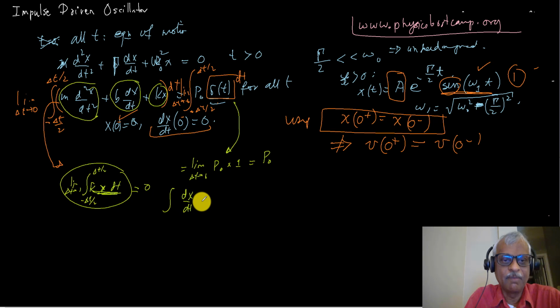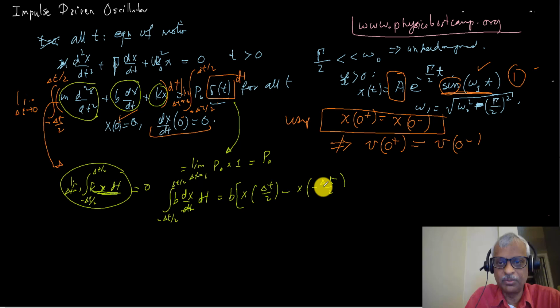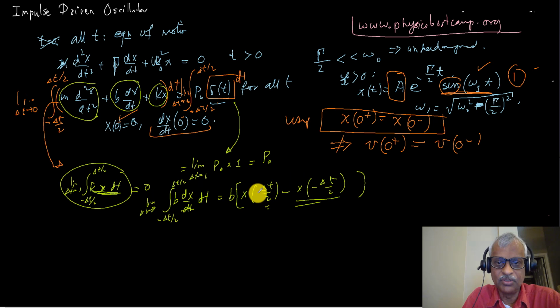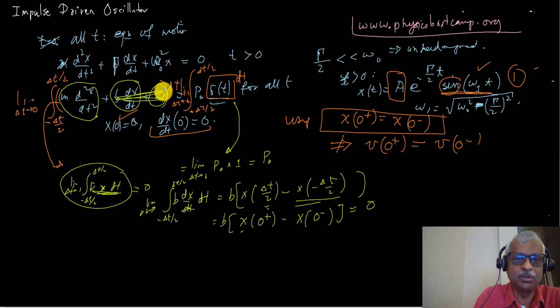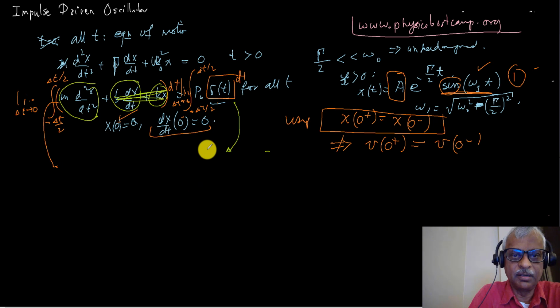How about this guy? b dx over dt dt, integrated from minus delta t over 2 to delta t over 2. So this is equal to b times x at delta t over 2 minus x at minus delta t over 2, and I'm supposed to take the limit delta t goes to 0, and these x are going to be at the same place. So this is b times x at 0 plus minus x at 0 minus, and they're equal to each other. So these two kind of go away. Let me clean up and get more space. Okay, so the right side gives me p0, and then this says 0 plus 0.